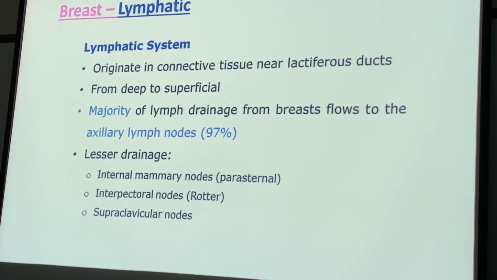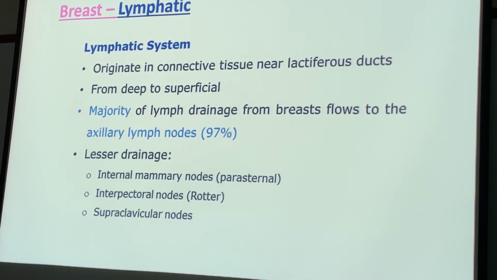So, the lymphatic system, guys, of course, is going to be draining lymph from the body. The lymphatic system originates in the connective tissue near the lactiferous ducts. Okay, so that's near the areola as well, correct? All right. They're going to feed from deep to superficial, from the deep lymphatic system to the superficial lymphatic system. Majority of the lymph nodes that drain the breast go to the axillary lymph nodes.